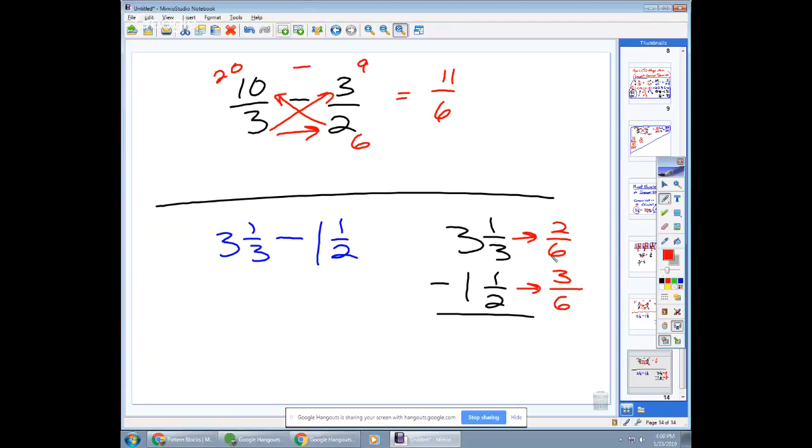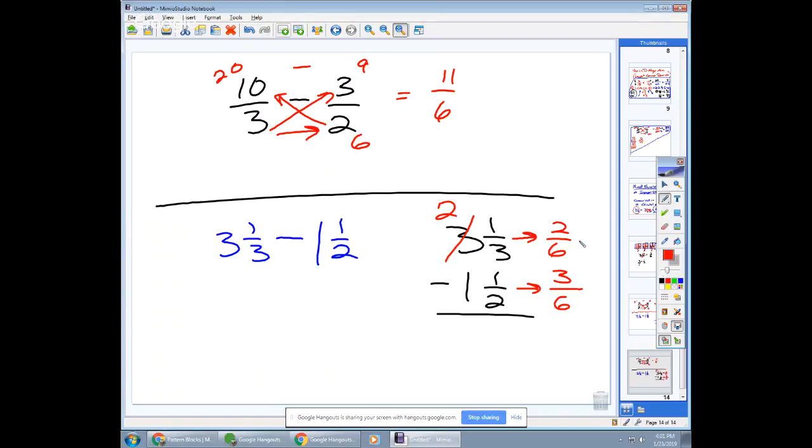Unless you can have a negative fraction. You could, but do we want to do that to kids on top of fractions? No, probably not. But we've got to borrow. So we're going to borrow 1 from the 3. That becomes a 2.